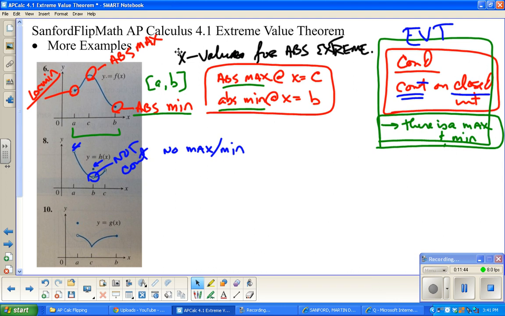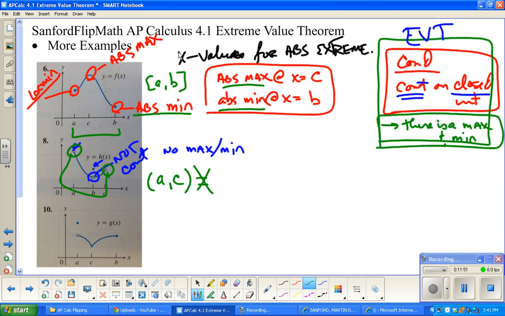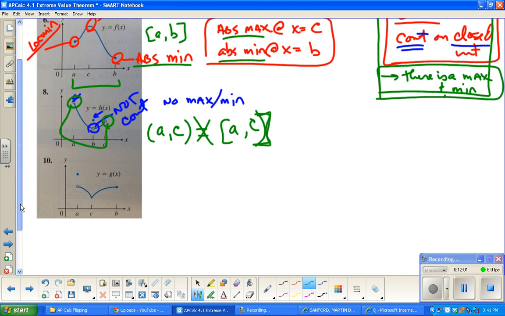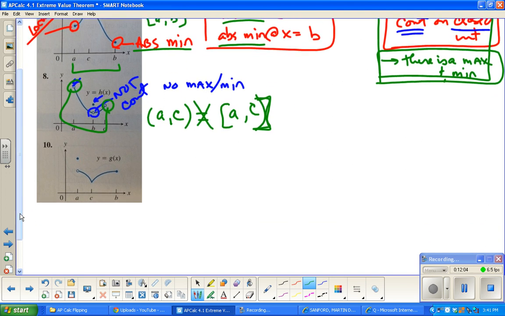And it's also not a closed interval because it never gets to these points. Right? This goes from A to C, not the same thing as from A to C. Sorry. Okay, so it has to be a closed interval. Now, I'm not saying there can't be a max or a min. I'm just saying there doesn't have to be a max or a min. Okay, so again, the extreme value theorem says if continuous on a closed interval, then there's a max and a min.